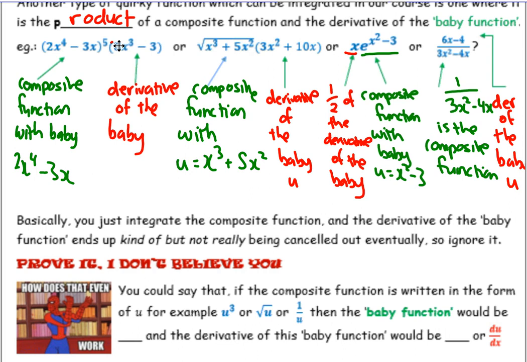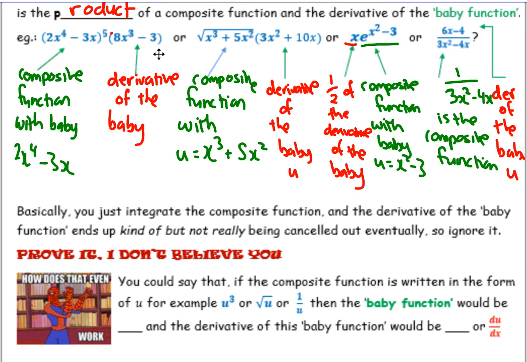The way you integrate them, basically you just integrate the composite function, and the derivative of the baby function, this part here, kind of ends up being cancelled out in a certain sense. So to some extent you ignore it. Basically you just integrate the composite function, and this thing ends up being cancelled out. Not exactly cancelled out, but it's not important.